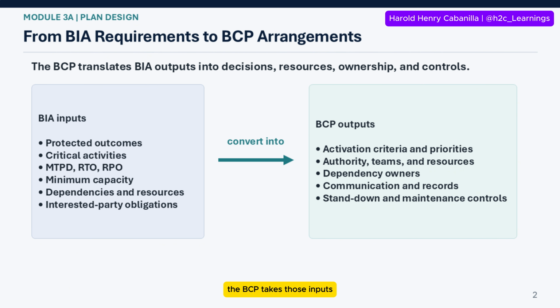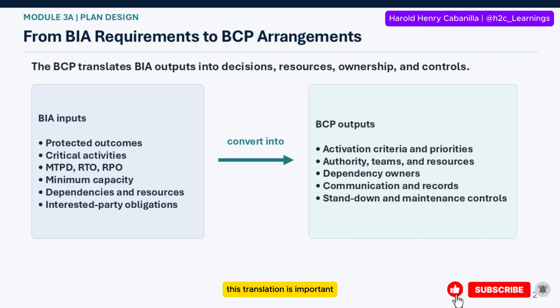The BCP takes those inputs and turns them into management arrangements. It defines activation criteria and activation levels. It identifies recovery priorities. It assigns authority, roles, teams, alternates, and decision records. It identifies the resources needed to support continuity. It links critical dependencies to owners, validation methods, escalation paths, and update triggers. It defines communication arrangements, records, document control, maintenance, and review requirements.